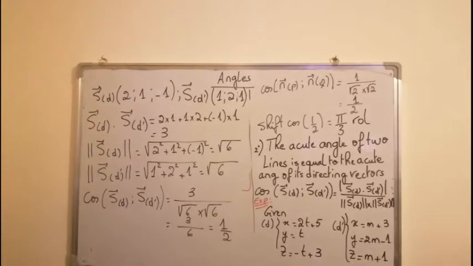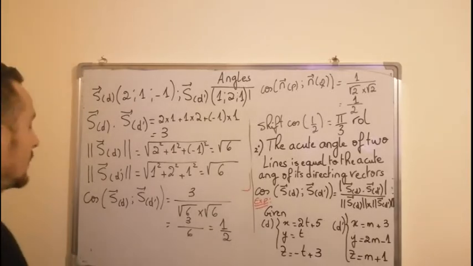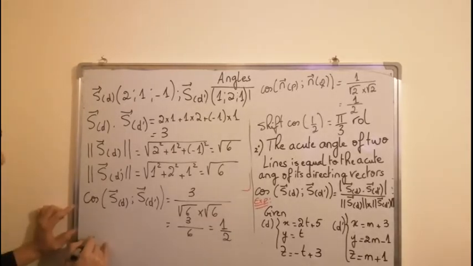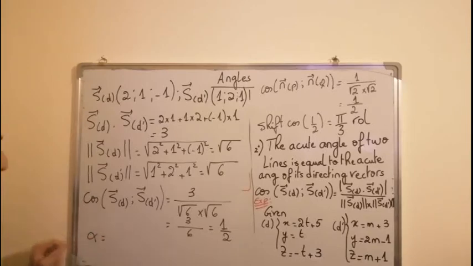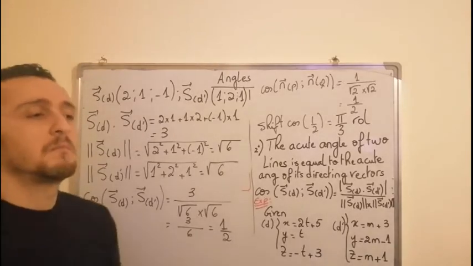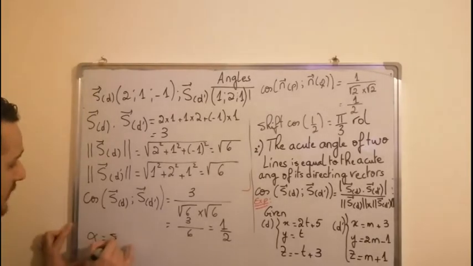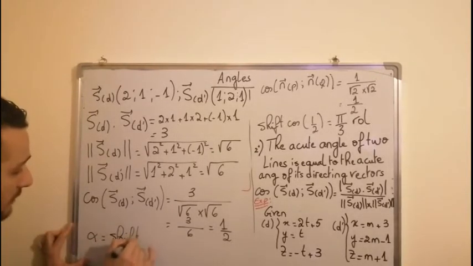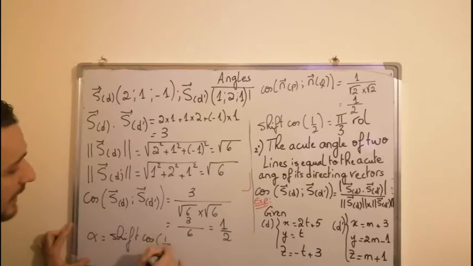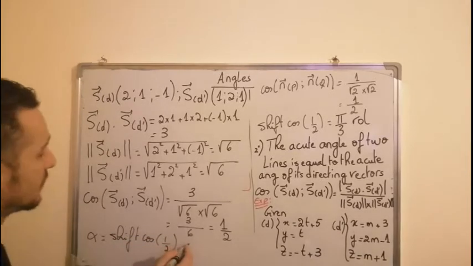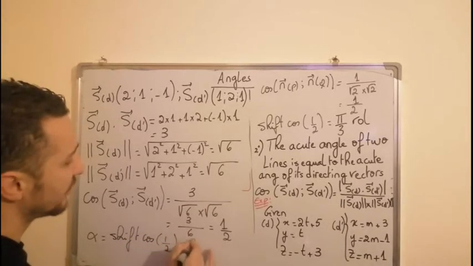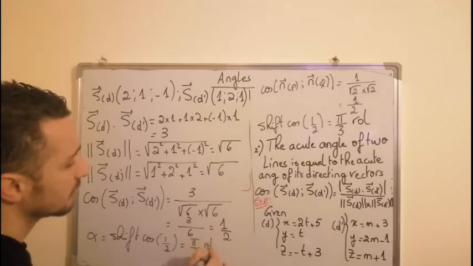Okay? So, the measure of this angle, alpha, the angle formed by the two straight lines D and D prime, equals shift cosine half, it's equal to pi over 3 in radian.